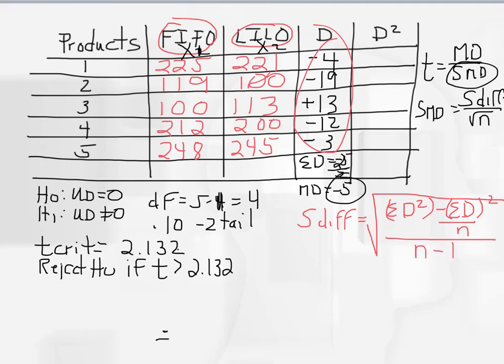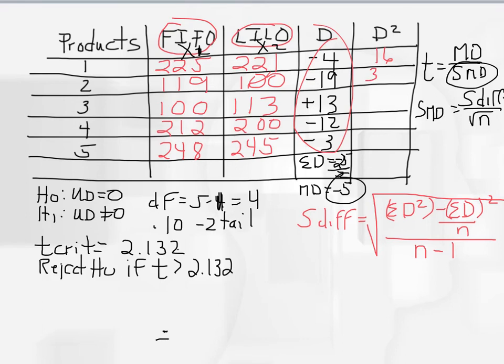So we have to square the difference scores and add them up. We have to add up the differences and square it, divide by n, and subtract that value from the square difference scores, divide the numerator by n minus 1, and take the square root of that. Well, we have to square the difference scores.